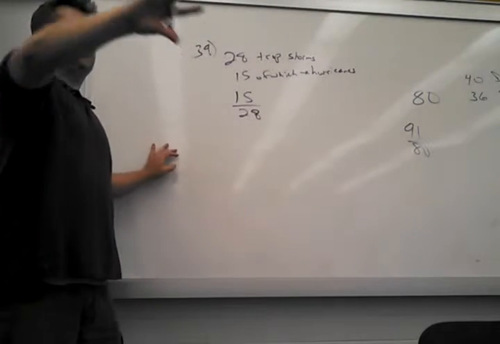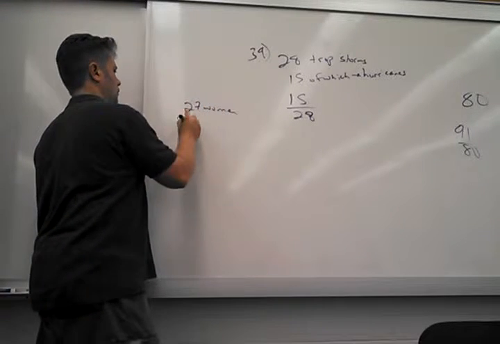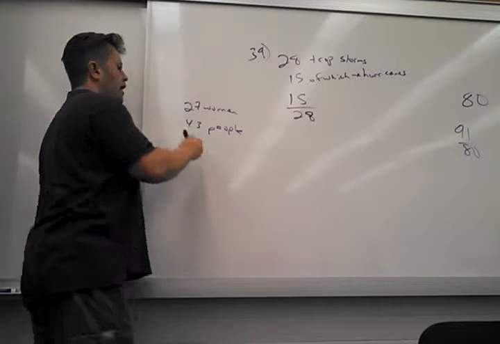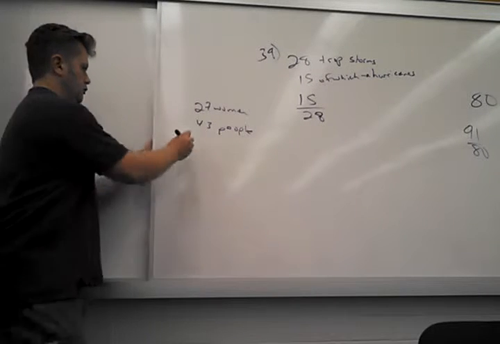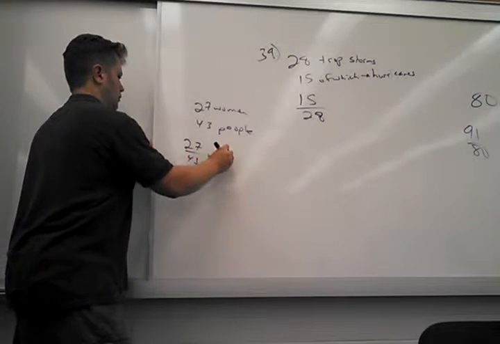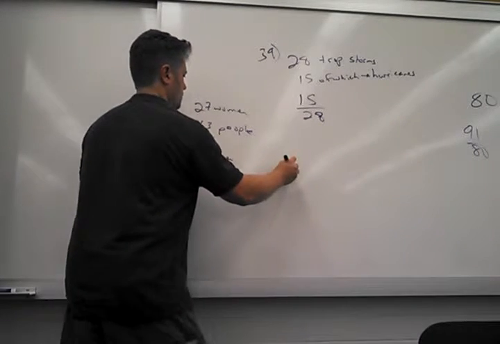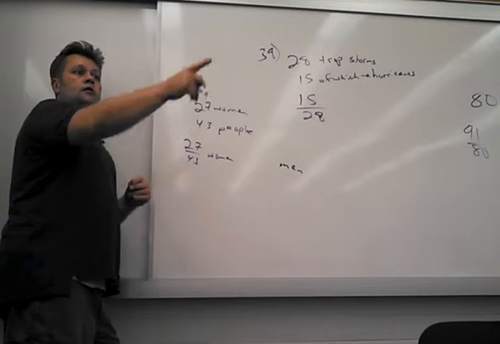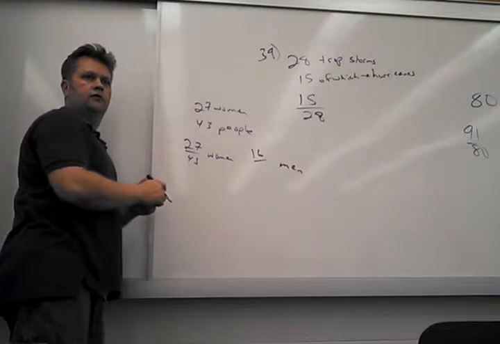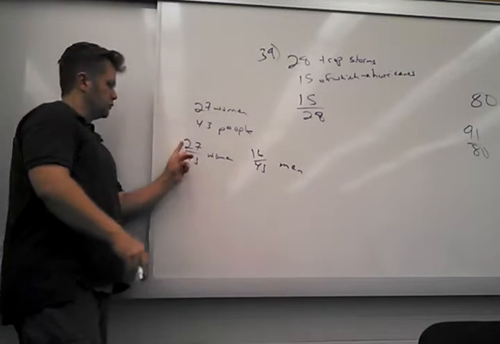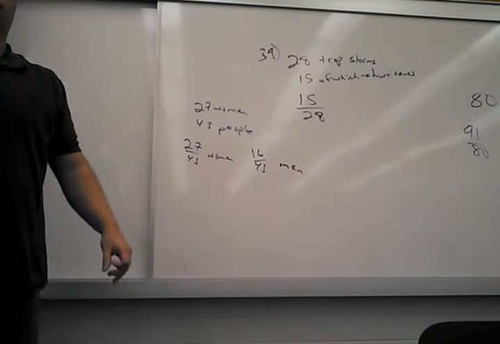So if there are 43 people in here, and out of that there's 27 women, what fractional part of the classroom is women? Yeah, 27 out of 43. What fractional part is men? Good. 43 minus 27. 16 men out of 43 people. And of course, when I add these together, I have to get 1 because I got the 16 from 43, so it has to add back up to 1.